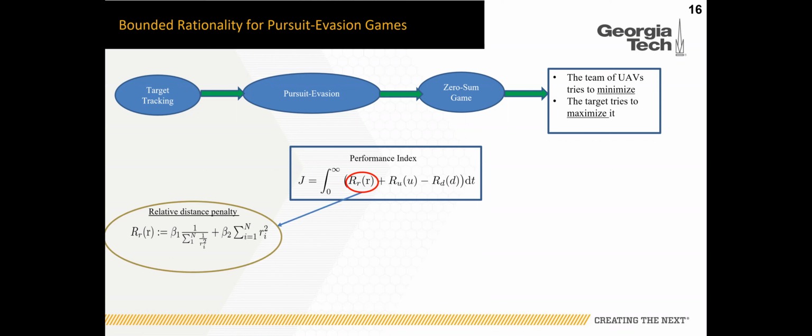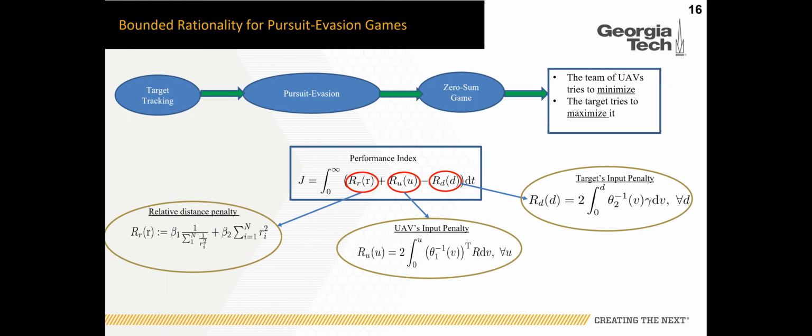But I want you to pay attention that the first component in my performance is actually a relative distance penalty, which will make sure that at least one UAV will be on top of the target, or see the target, at all times, okay? And you can think that this is inspired by parallel resistors. So the further you are, the less it counts, and you can also tune these beta 1 and beta 2 to check who is closer and who is watching the target, okay?